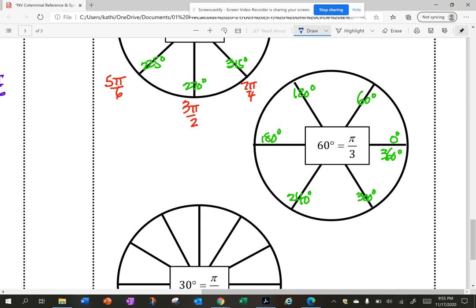All right, let's add in the radians. So 0 radians, 1/3, 2/3, 3/3, which simplifies to 1, 4/3, 5/3, and 6/3, which simplifies to 2 pi.